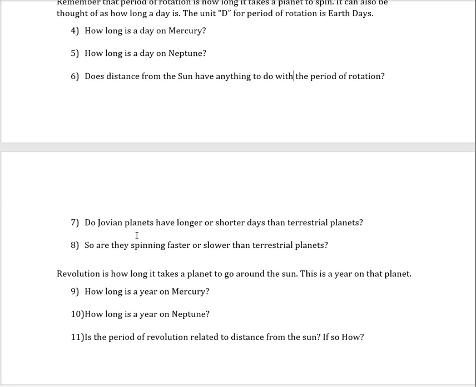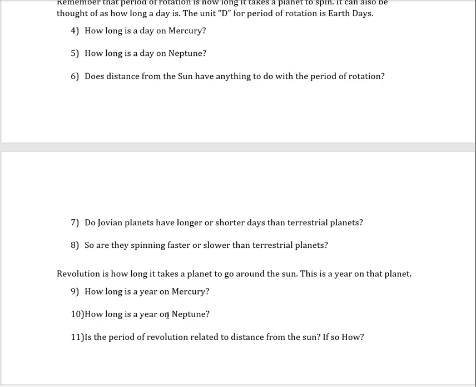Question 7, do Jovian planets have longer or shorter days? Once again, look at the chart. So, are they spinning slower or faster? Look at the chart, think a little bit about what you're seeing. Then, revolution, how long it takes the planet to go around the sun, right? That's a year on that planet. So, how long is the year on Mercury? Literally read it off the chart. These first few questions, people tend to try to do math, or they try to do something fancy or something like that. It's really not. Just read it off the chart. How long is the year on Neptune?